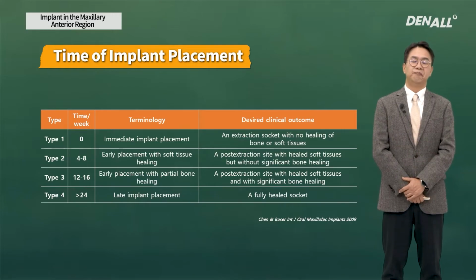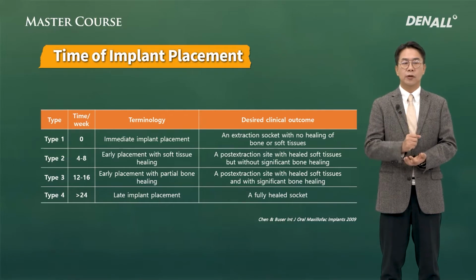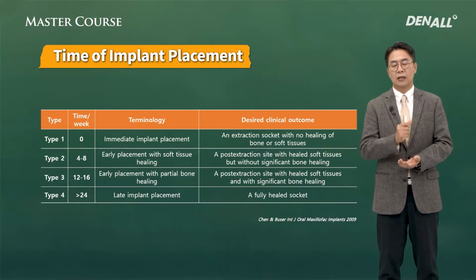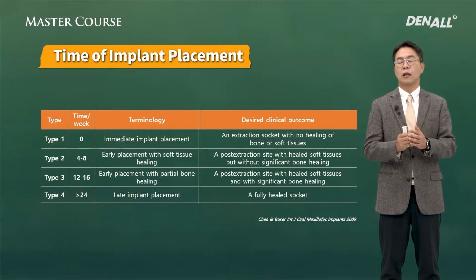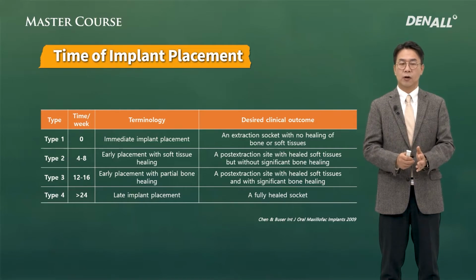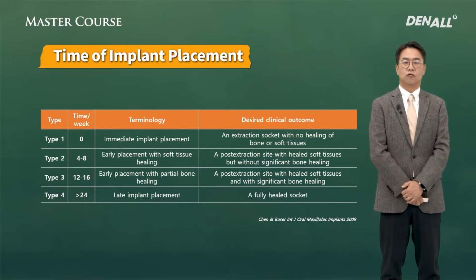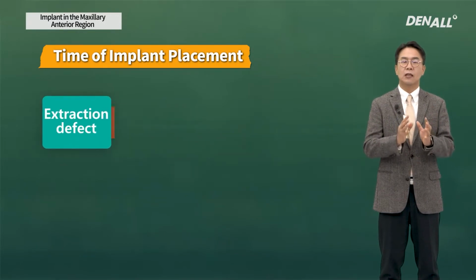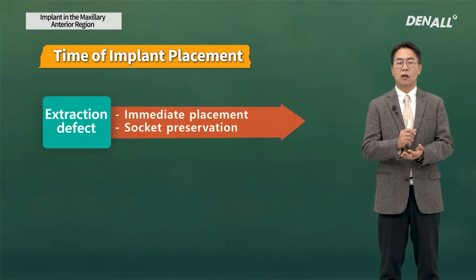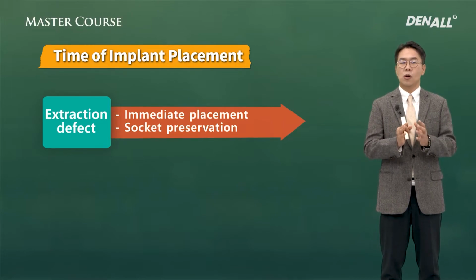When we set up the treatment plan, we need to think about the time of treatment. Is it going to be an immediate placement or is it after extraction? Type 1, 2, 3, and 4 are the types. Type 1 is immediate implant placement. Type 2, 3, and 4 depend on the healing period after extraction. The biggest difference is in the extraction defect, we can do the immediate placement or socket preservation based on the treatment plan.